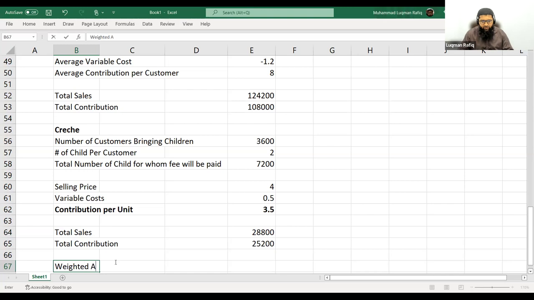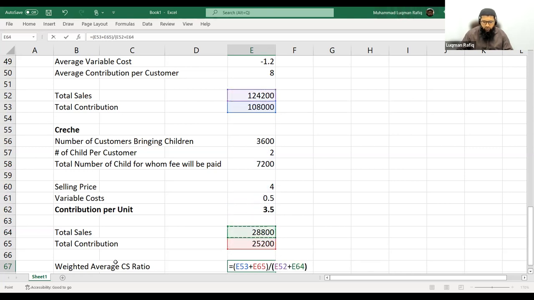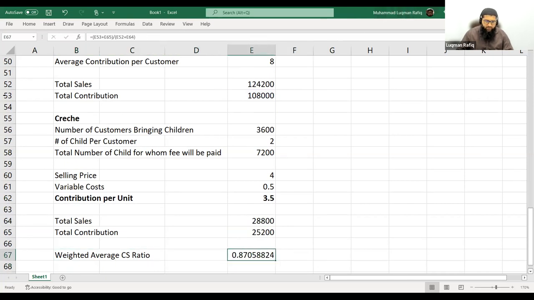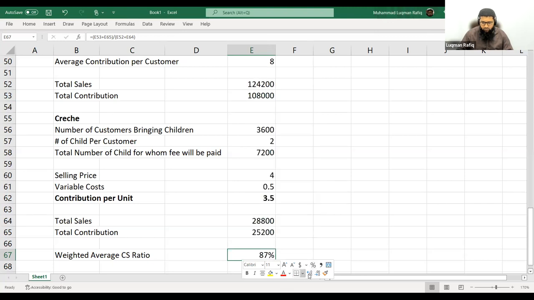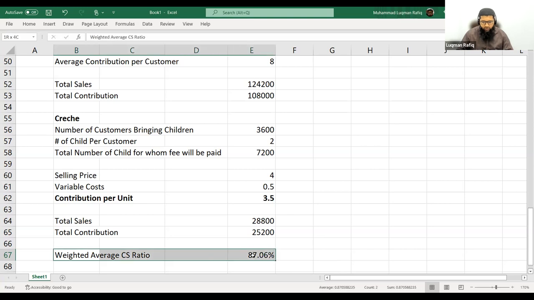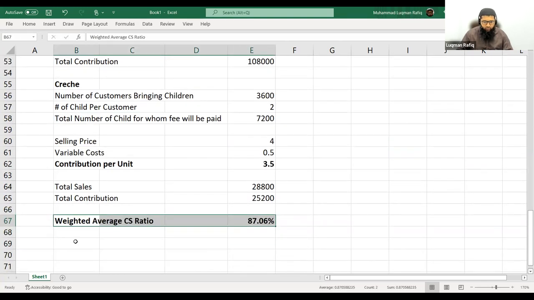Weighted average CS ratio is going to be the total contributions, this plus this, divided by total sales, this plus this. Hence, 87.0588. This is the weighted average CS ratio. What else do we have?